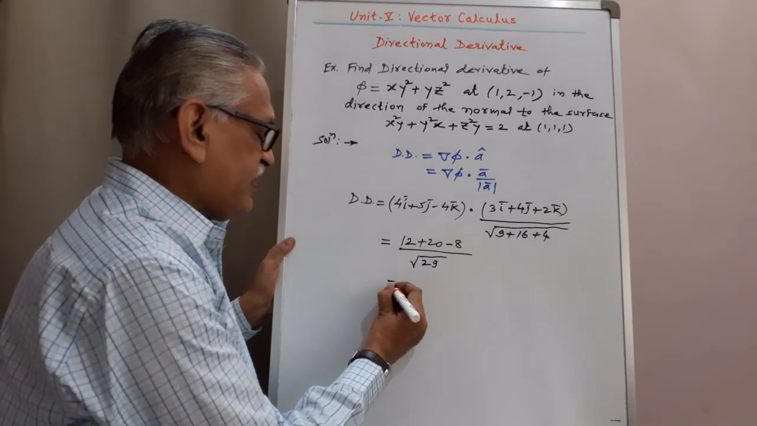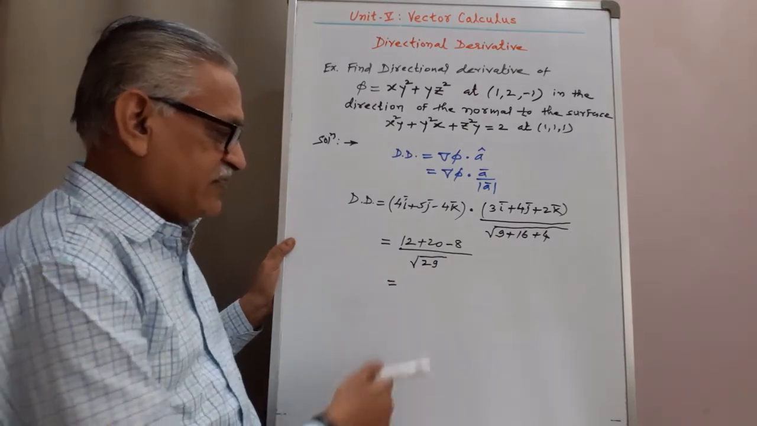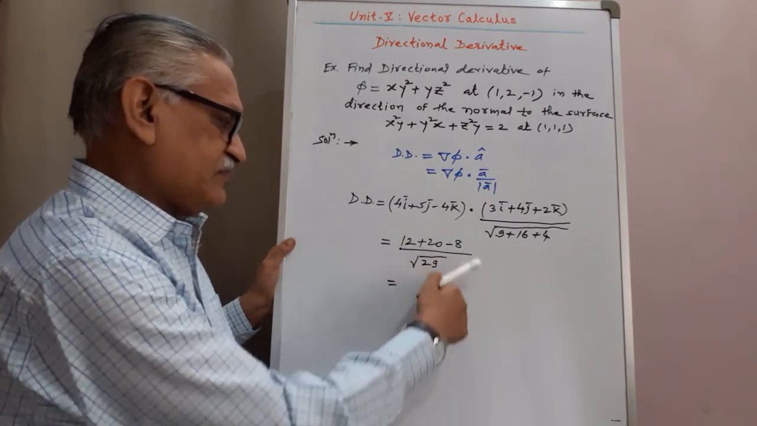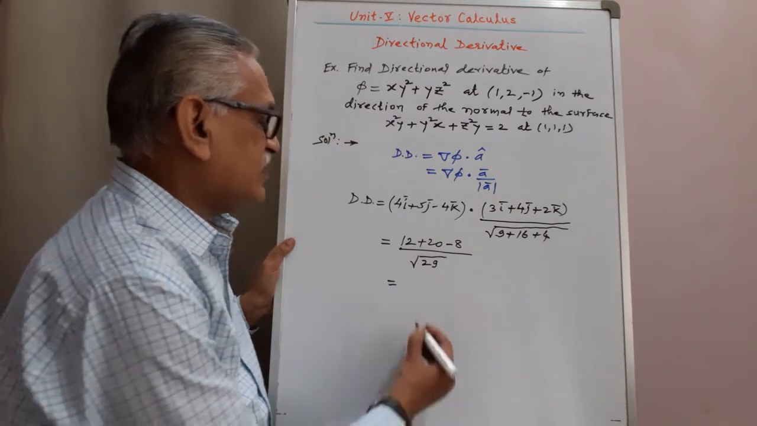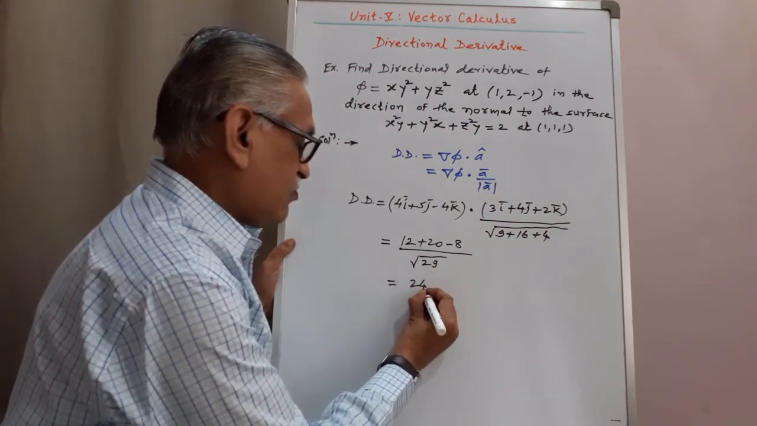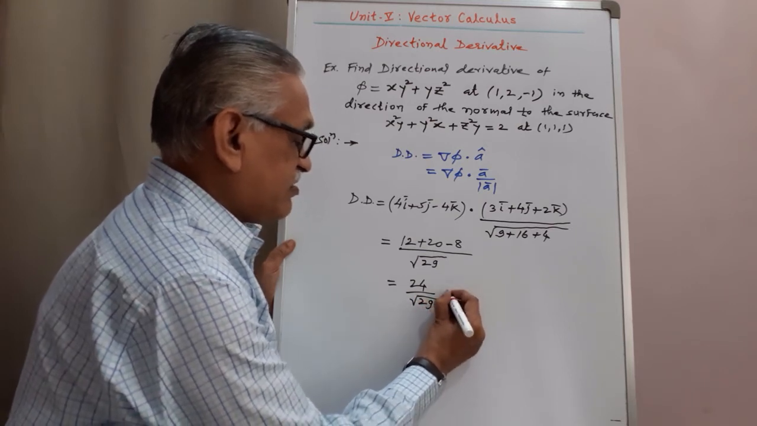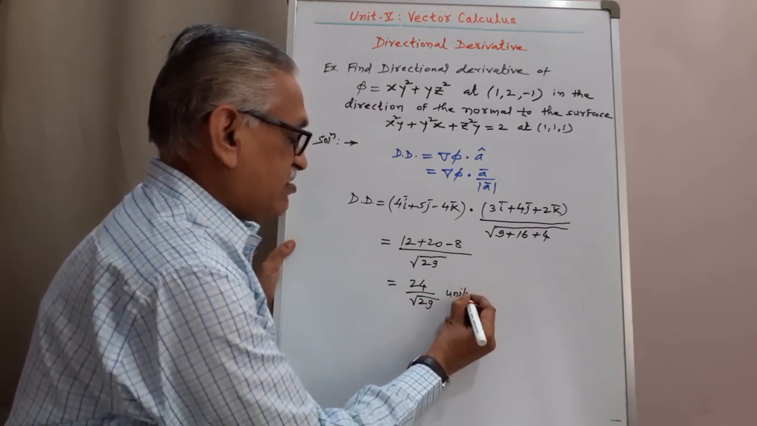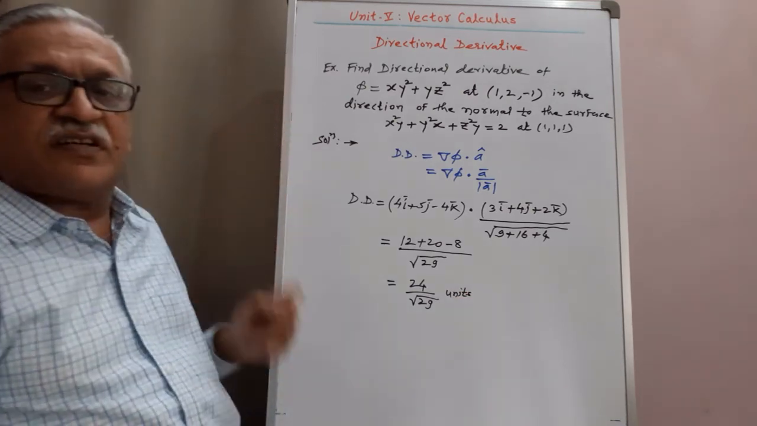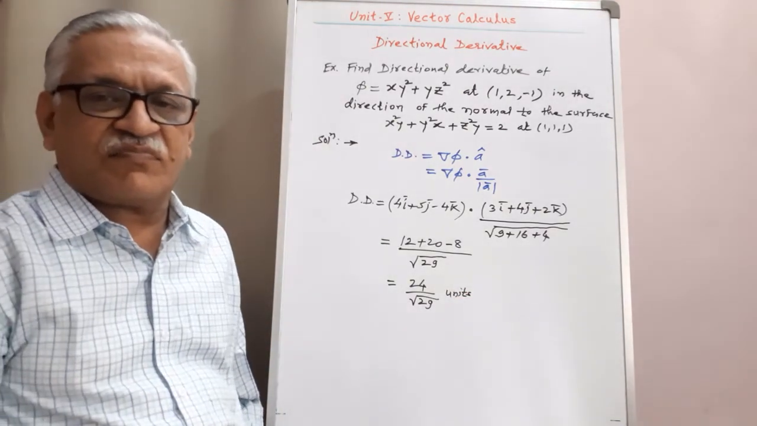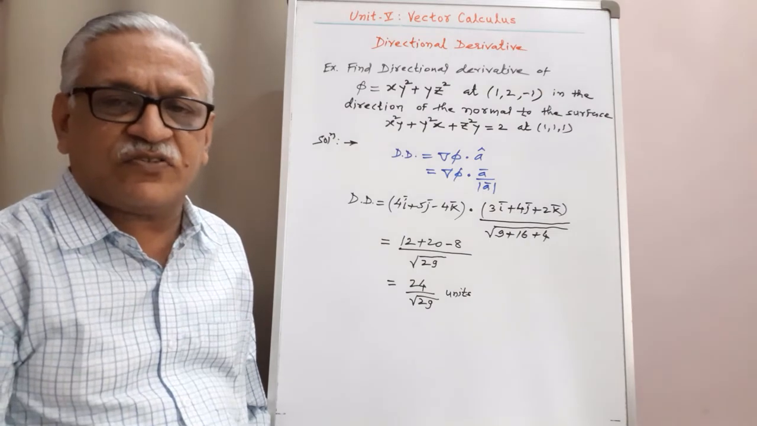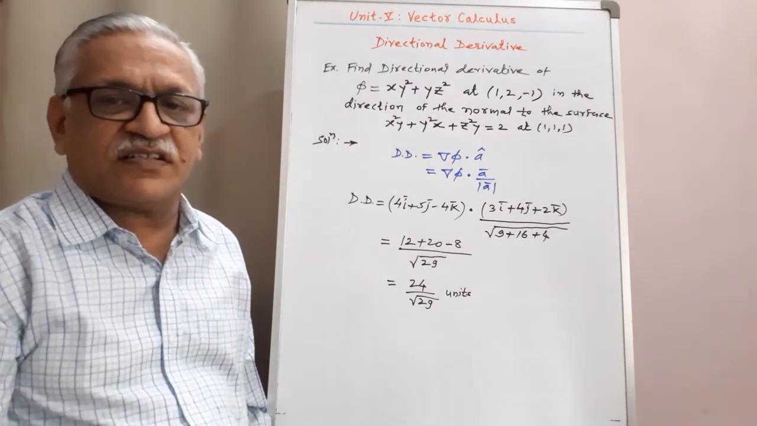Simplifying, we get the final answer: 12 plus 12, 24, divided by root of 29 units, as the final value of the directional derivative.